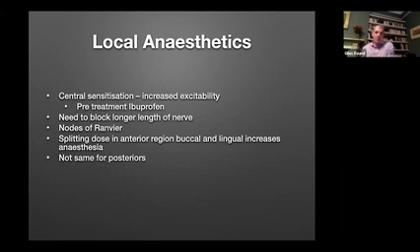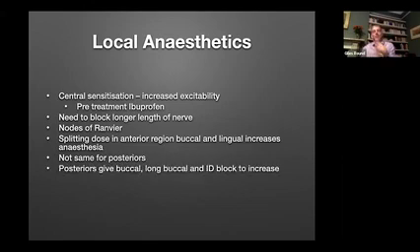That's not the same for posteriors. In posteriors, if I've got a lower tooth, then I will always do an ID block, but I will also do a long buccal, and I will also do a buccal just distal to the tooth that I'm treating. The reason for that basically is accessory innervation, but also you just find that you get a much more profound anesthesia in doing that. And I always do it.